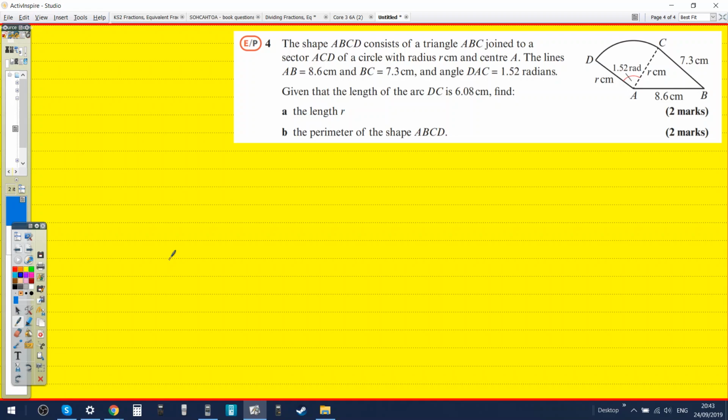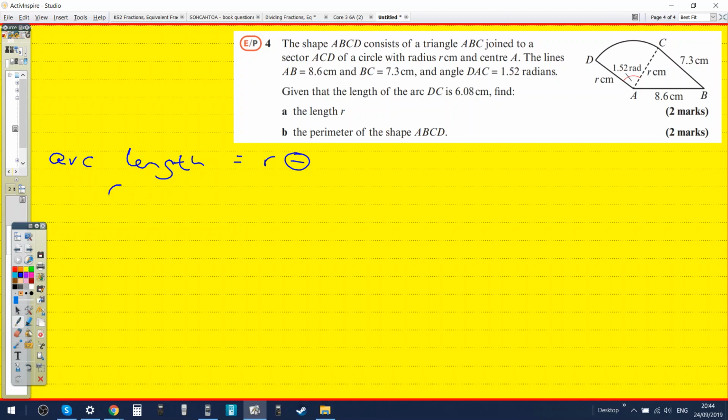Okay, so given that the length of arc DC is 6.08 and the length of R. So the length of an arc in terms of radians, is it just R pi? Yep. R theta. R theta, yeah. R theta, and we don't know what R is, times 1.52 equals 6.08.